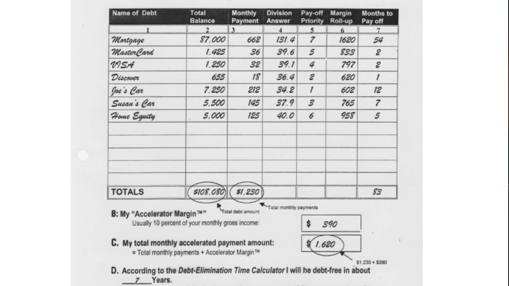So you take the number one, the first priority, the first debt you're going to pay off. You take the normal amount of the payment, and you add to it your accelerator margin from below, and you put that number in column 6.